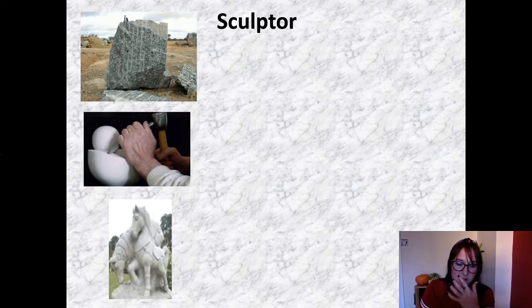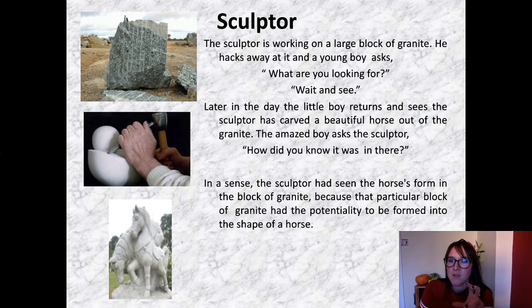As I said in my previous video on Plato, philosophers are notorious for giving metaphors or stories or analogies. For Aristotle, it is the sculptor. This metaphor basically talks through like this. The sculptor is working on a large block of granite. He hacks away at it and a young boy comes along and asks, "What are you looking for in the large block of granite?" And the sculptor says, "Wait and see."